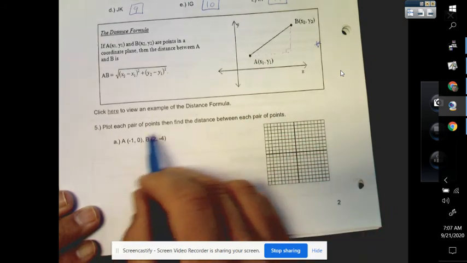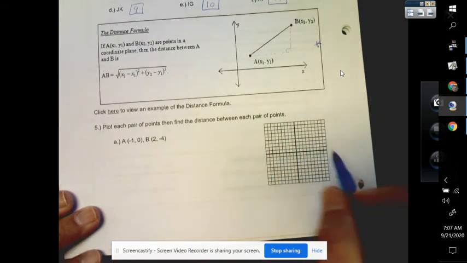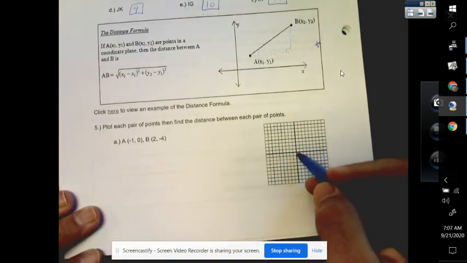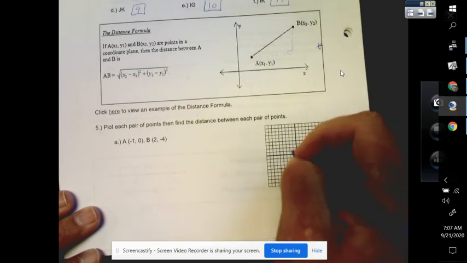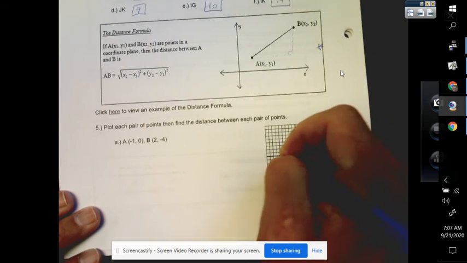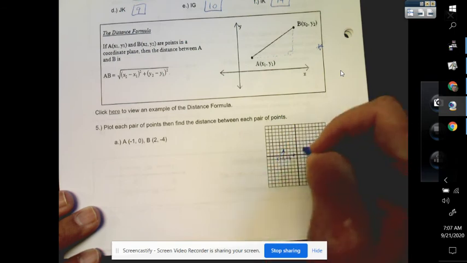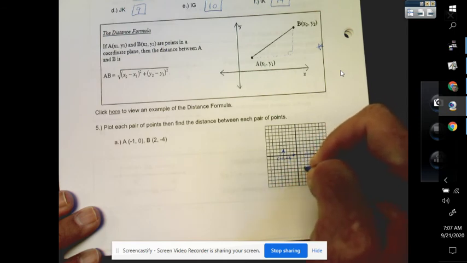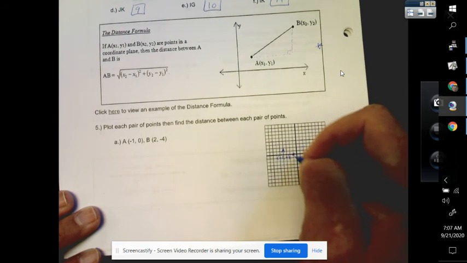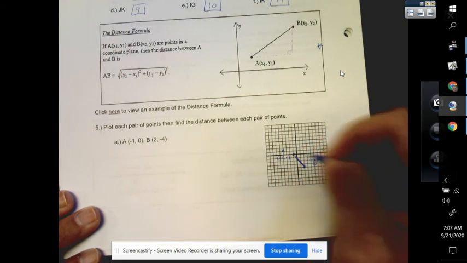Okay. So for number 5, plot each pair of points and find the distance between them. So A is negative 1, 0. There's my origin. So back 1. So there's my A, negative 1, 0. And then B is 2, negative 4. So to the right 2, down 4. So I'm trying to find this distance from A to B.